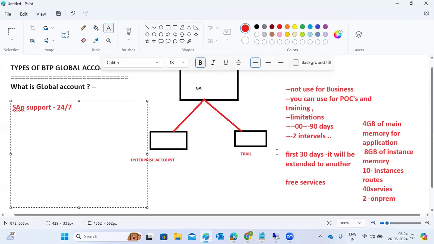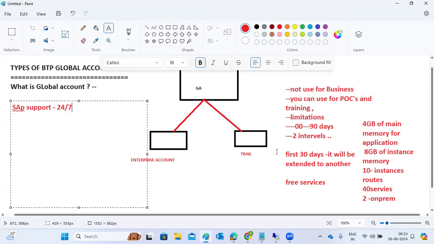That is, organizations will take this account for the business purpose. We will use it for the business purpose here. This account will be useful for our productive usage purpose. 24/7 support is available, so we can purchase this global enterprise account for any SAP applications, production applications, or anything. We have the support for the applications, and productive services are also available here.